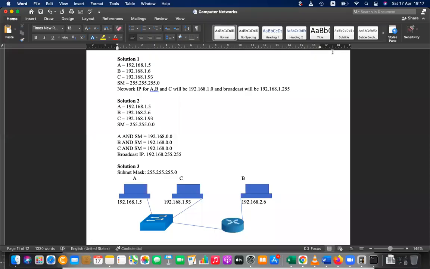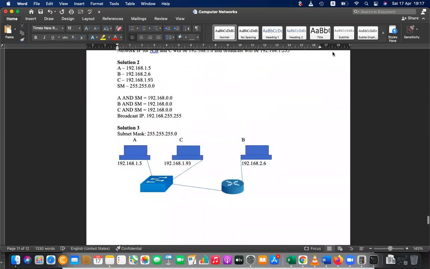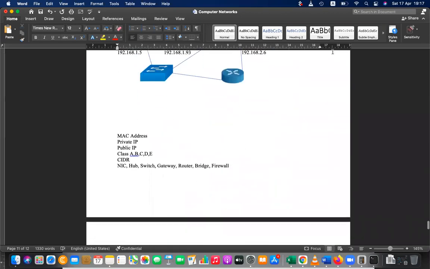Okay, so in addition to this, in the last video, last day, we learned about the class A, B, C base concept. We learned that as well.